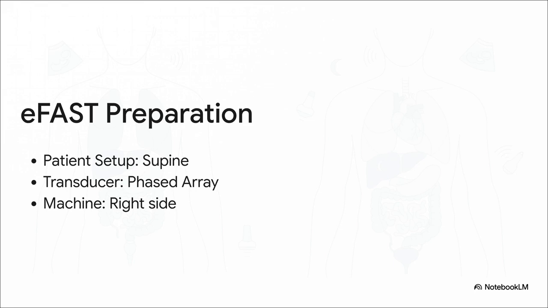The patient should be supine, and if you can, put them in the Trendelenburg position. Tilting them head down slightly actually increases your chances of spotting fluid. As for your probe, a phased array is perfect for the whole exam, though a curvilinear works great too, just as long as it can squeeze between the ribs for those cardiac views.